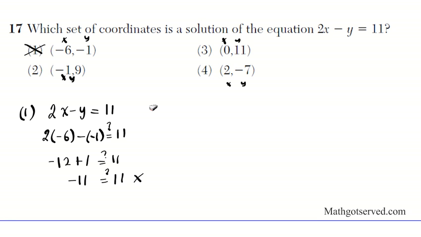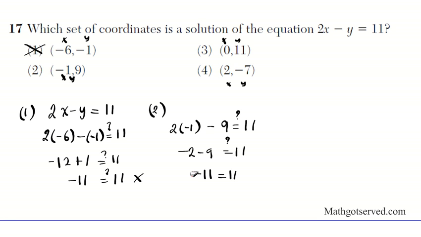Option 1 doesn't work, so let's try option 2. Option 2, we're going to plug it into the same equation. So it's 2 times negative 1, that's the x for option 2, minus 9, is it equal to 11? Now work it out using order of operations. So negative 2 minus 9, is it equal to 11? When the signs are the same, you add and keep the sign. So this is negative 11. Is negative 11 equal to 11? Absolutely not. So option 2 is not an answer.